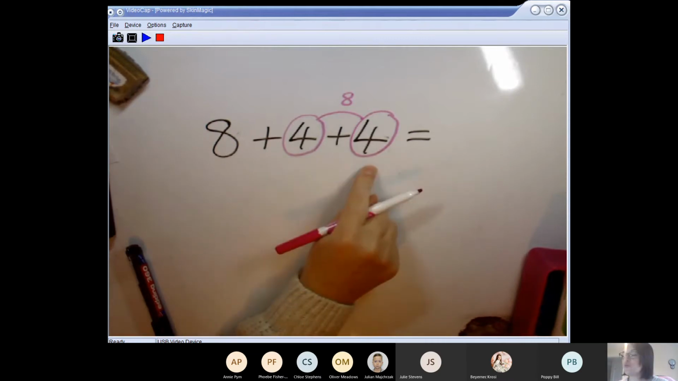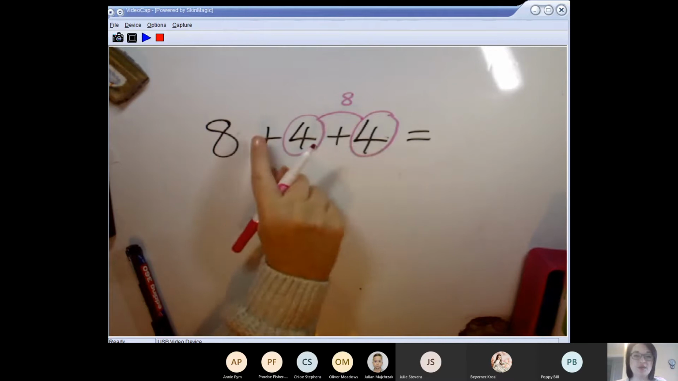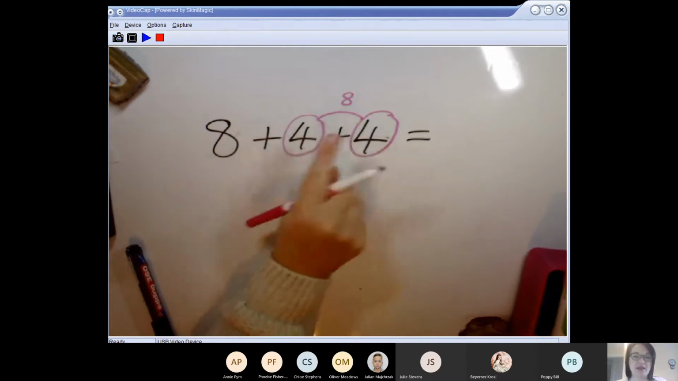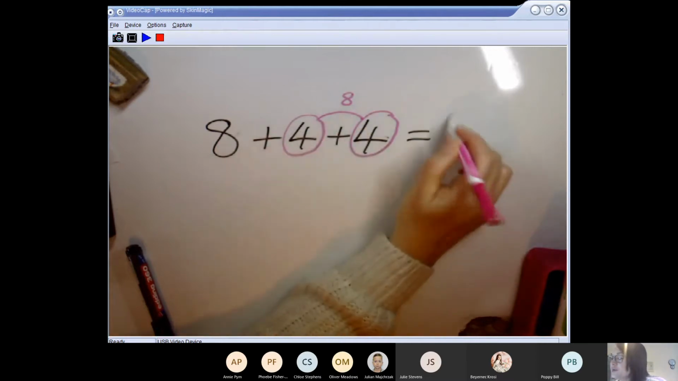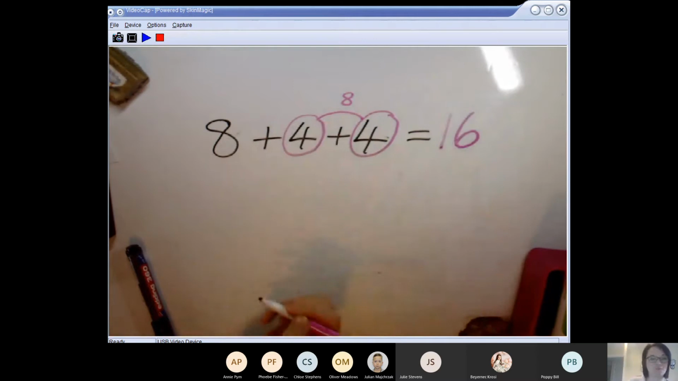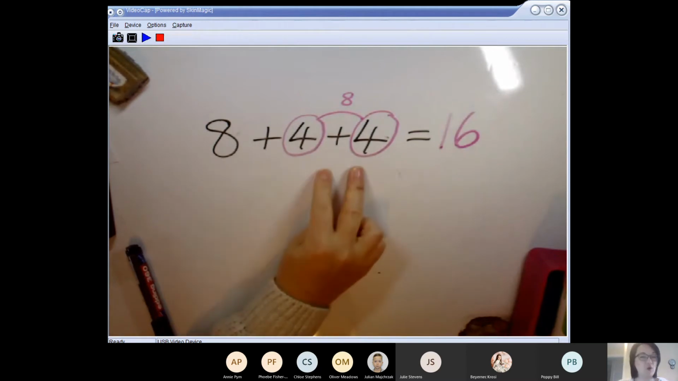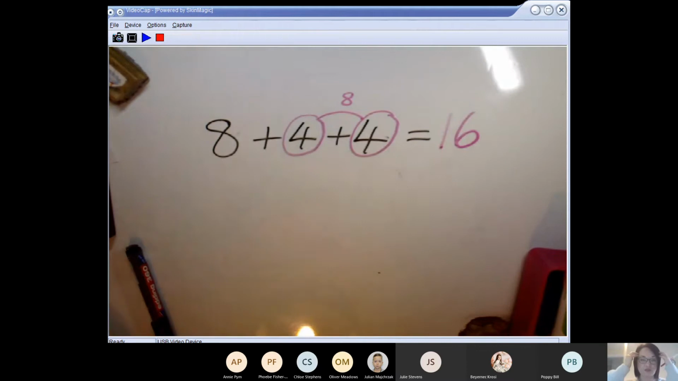I did double 4, 4 and 4, I know it's 8. I also know double 8, 8 and 8, I know, is 16. So without counting on my fingers at all, I was able to work out that whole calculation just by using the things that I already know in my head.